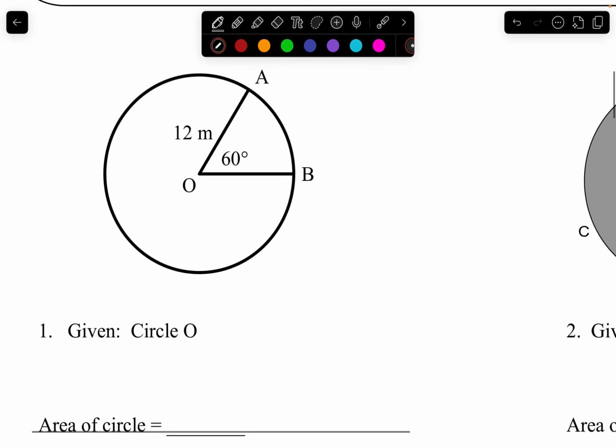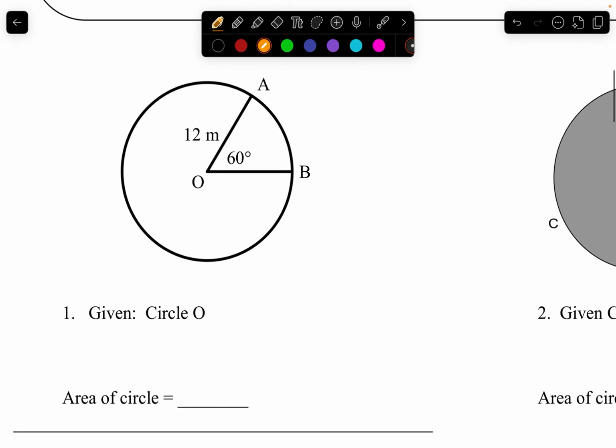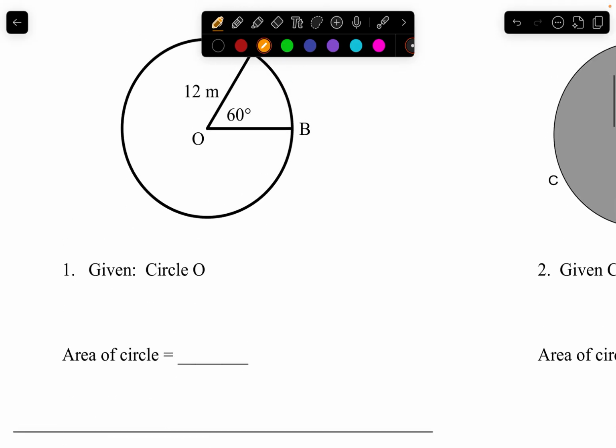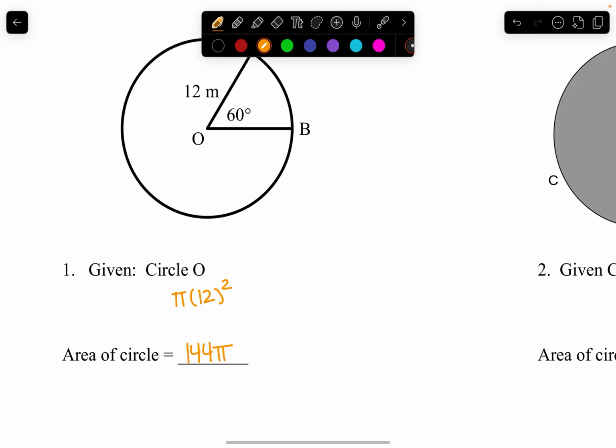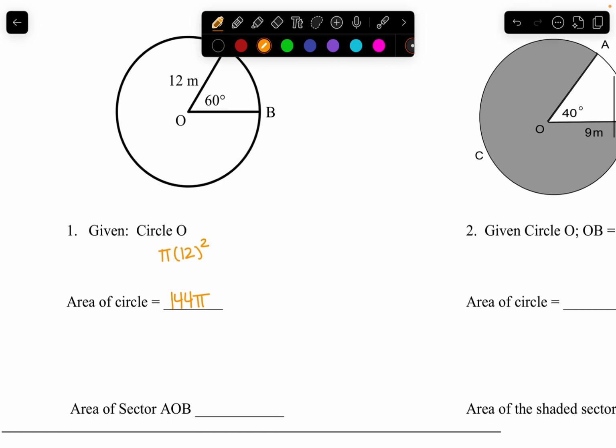We are given circle O. This is actually the same problem as last time. First thing it wants us to do is find the area of the circle. Area is pi radius squared. So my area is 144 pi. I'm going to use that when I go to find the area of the sector.